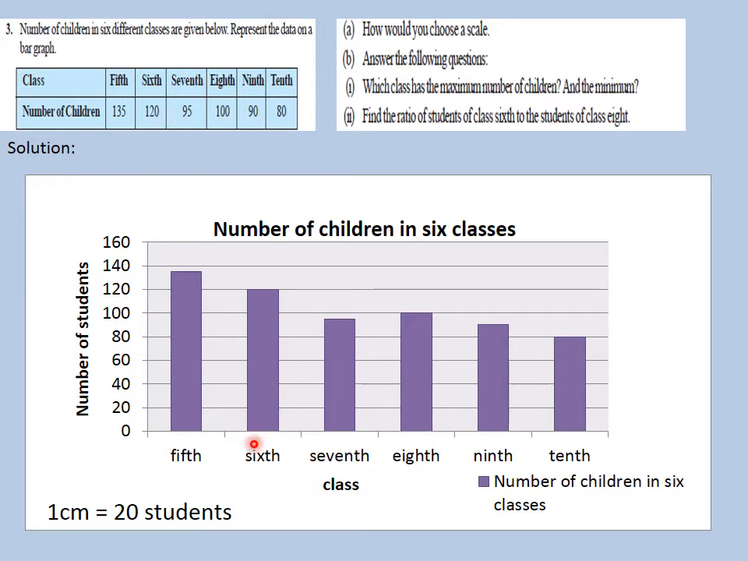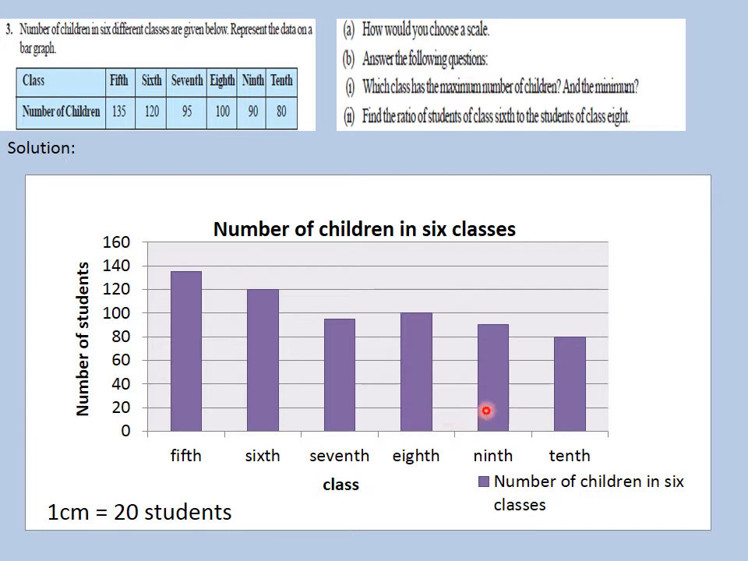And in 6th class we have 120 students, so you will draw a bar at 120. In 7th class we have 95 students, which is almost approaching 100. We don't draw exactly to 100, but a little lower, slightly less than 100. In 8th class we have 100 students, so exactly at 100 you have to draw a bar.